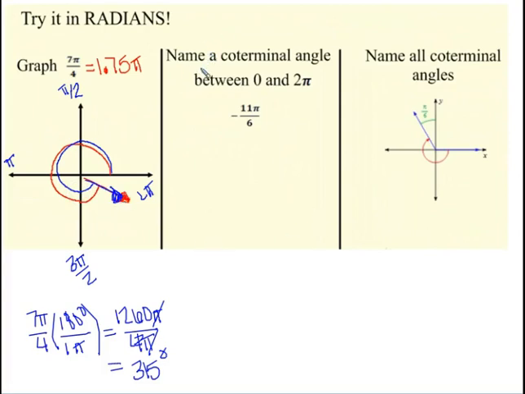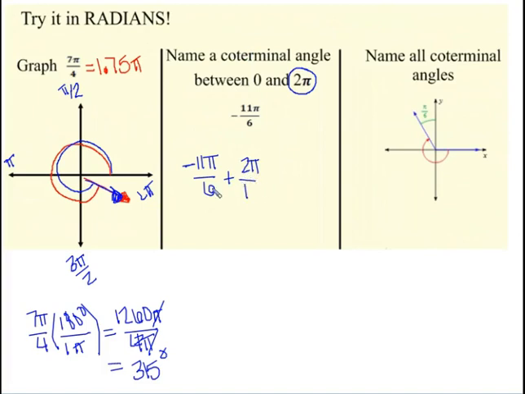All right, so let's go into the next one. Name a coterminal angle specifically between 0 and 2 pi. Now 2 pi in terms of radians is 1 full revolution. So we want to take this angle and add 1 full revolution to it, or in other words 2 pi, and see where that coterminal angle might be.